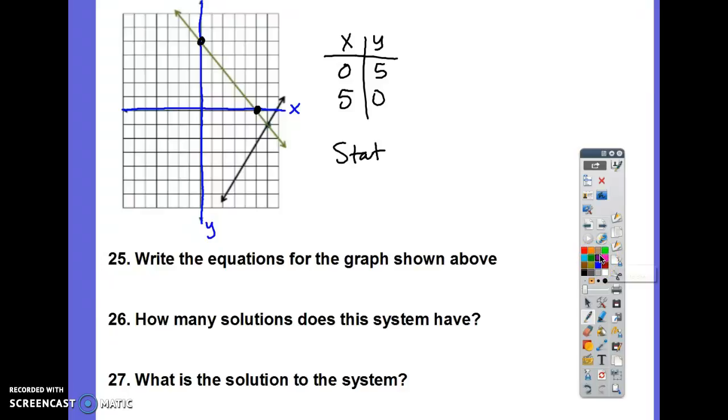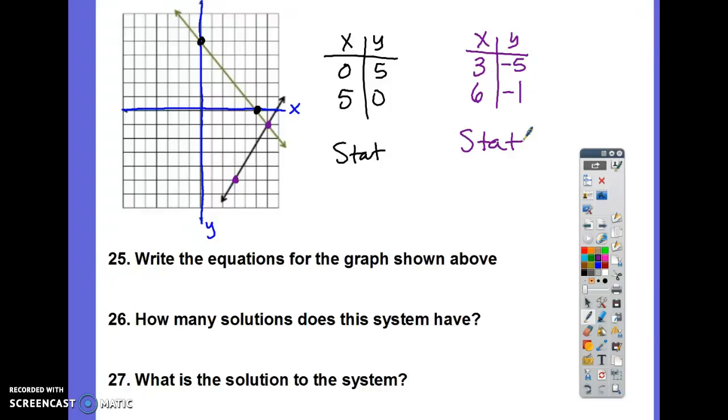Then I need another table for the black line. It doesn't give me the y-intercept, so I'm going to pick another point. I would pick maybe this one. That point is at 3, negative 1, 2, 3, 4, 5. So 3, negative 5. Pick another pretty point. That would be this one. And that's at 1, 2, 3, 4, 5, 6, negative 1. And put that in stat and get the equation. And you guys can figure out the rest of those questions.